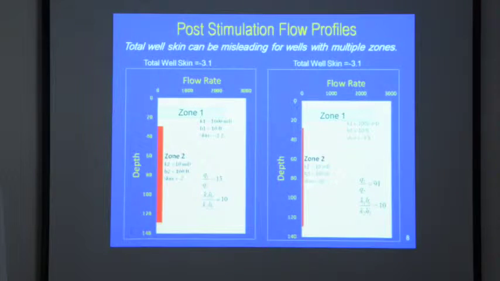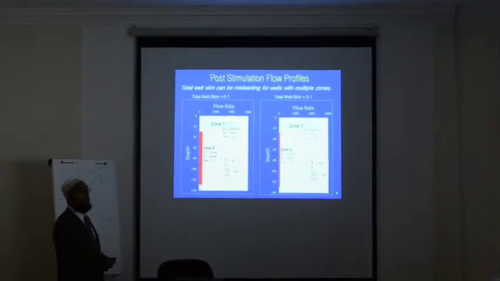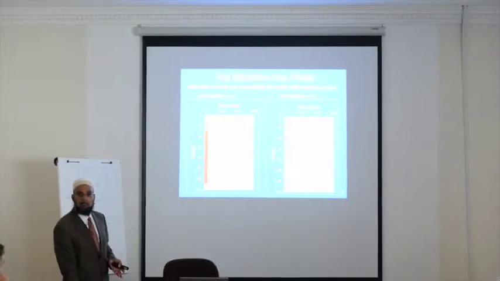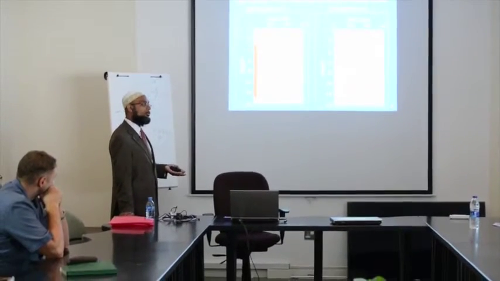Here what we have is a skin of 30, which was not stimulated, and zone 1 has -3.5 skin, right? Now, where do you think the oil is in this? I mean, the oil is mostly in zone 2, right? So if you stimulate zone 1 and not zone 2, zone 1 is contributing a lot more fluid. I mean, 91 to 1, right? So it's going to get depleted much earlier than zone 2, right?